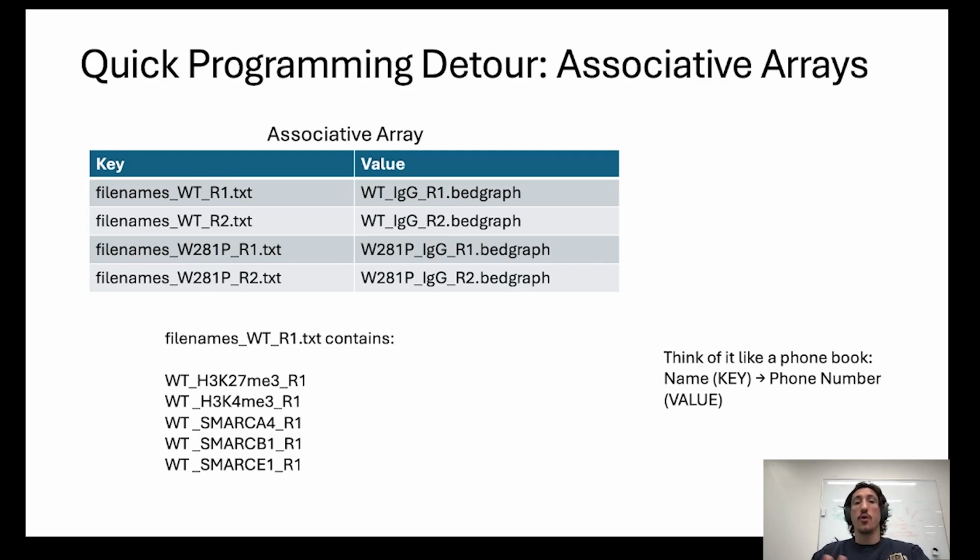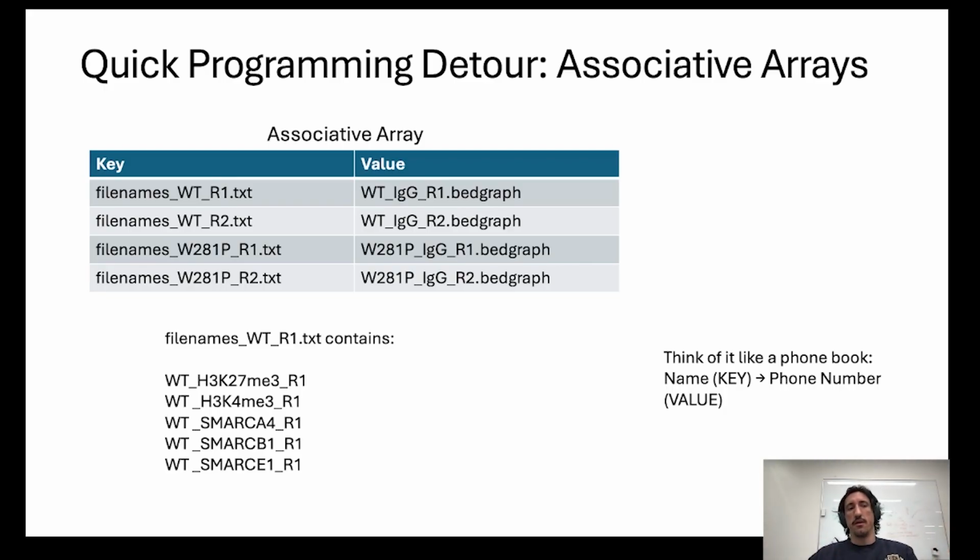Okay, and just taking a quick programming detour, this is something we're going to be utilizing in our Seeker command to iterate through multiple sample types and their associated IgG control. And what this is called is an associative array. So most of you have probably used regular arrays before. This is just an ordered list where it says like 1, 2, 3, separated by brackets.